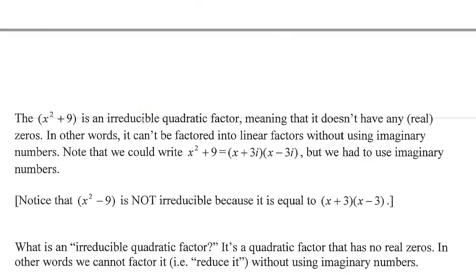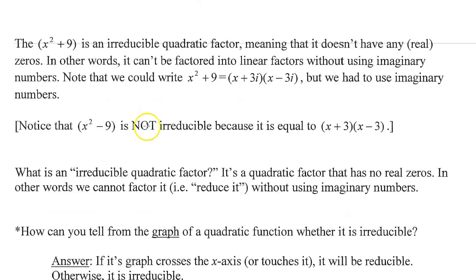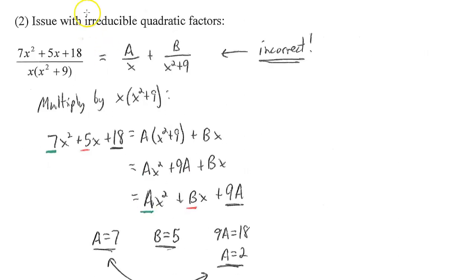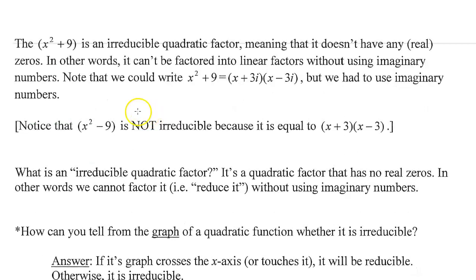So what's the correct way of doing it? I'll show you in just a minute, but essentially, instead of putting b up here, you're going to put bx plus c in the numerator. I'll show you that in just a second. But the x squared plus 9 is an irreducible quadratic factor, meaning that it doesn't have any real zeros, or in other words, it can't be factored into linear factors without using imaginary numbers.